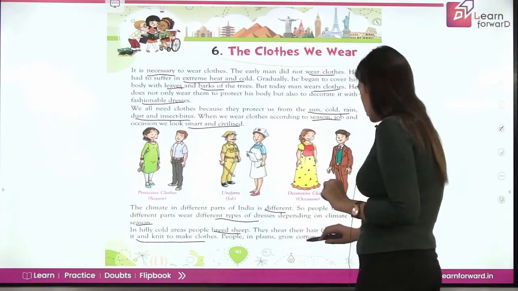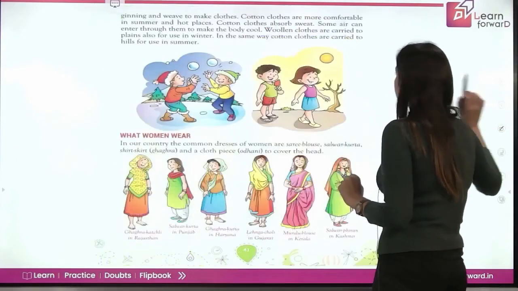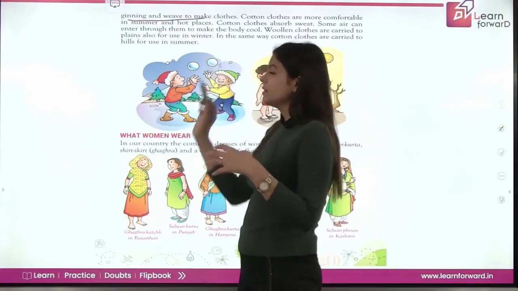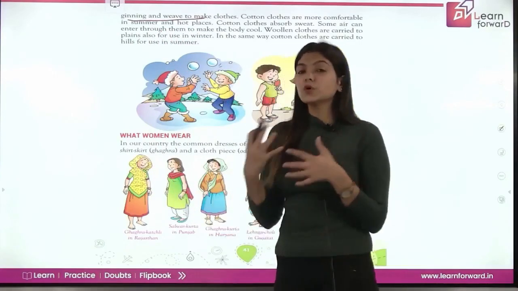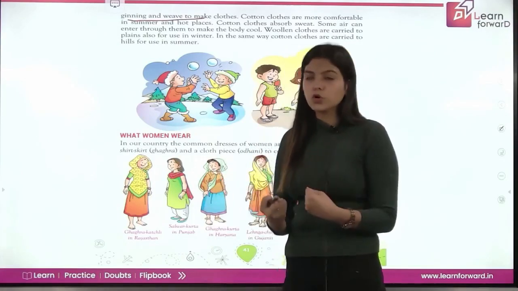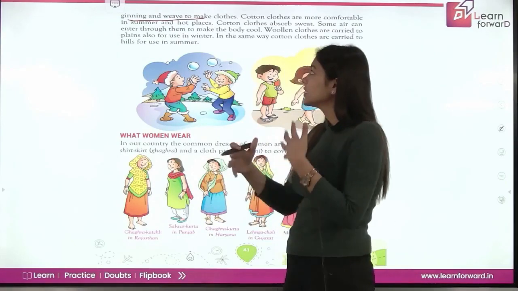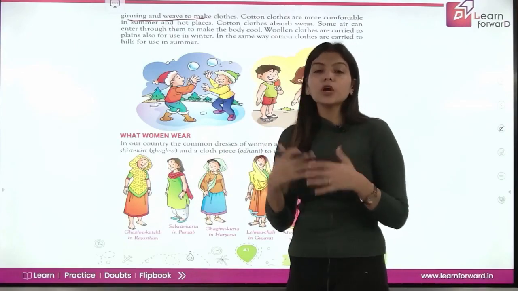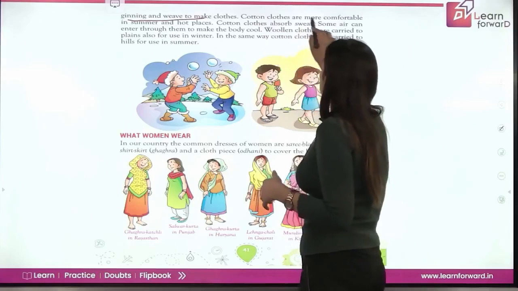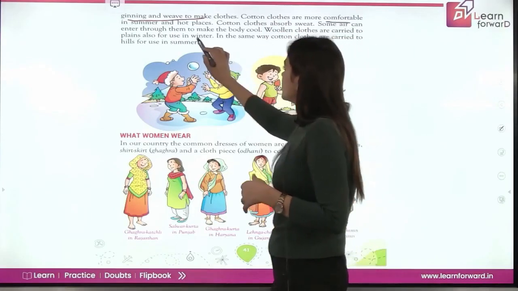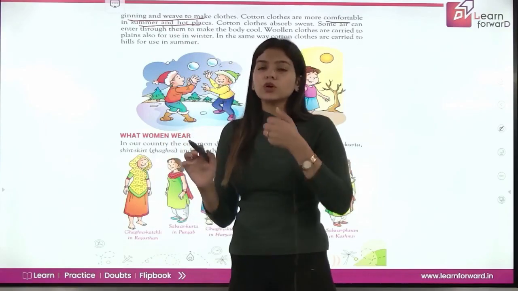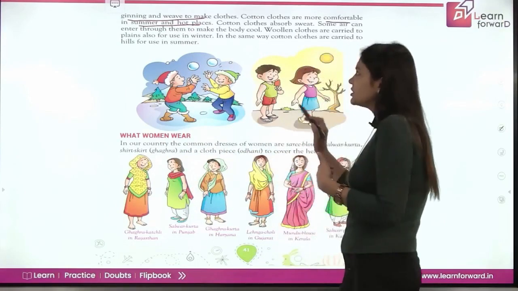People in plains grow cotton, spin it after ginning and weave to make clothes. So जैसे हिली एरियाज में शीप को रियर करके वूल बनाया जाता है, उसी तरीके से प्लेन्स में कॉटन को ग्रो करके उसे स्पिन करके, गिनिंग करके और वीविंग करके यहाँ पे कॉटन के जो क्लोथ्स हैं वो बनाए जाते हैं. Cotton clothes are more comfortable in summer and hot places. So in summer and hot places we wear cotton clothes because they are more comfortable and breathable.